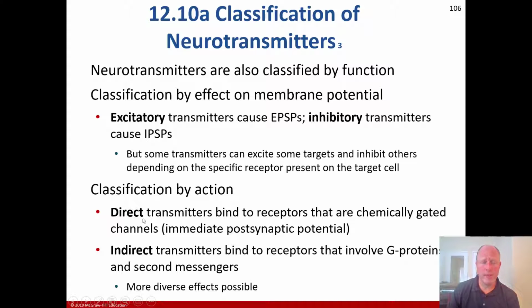Classification by action. We have our direct and our indirect. Direct transmitters bind to receptors that are chemically gated channels with an immediate postsynaptic potential. And we have indirect transmitters that bind to receptors that involve G proteins and second messengers. More diverse effects are possible with the indirect.